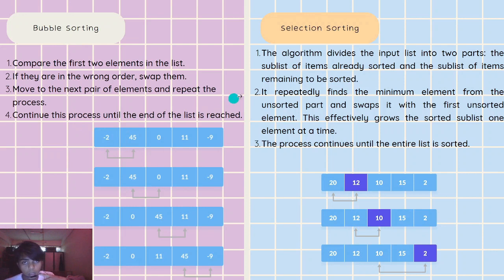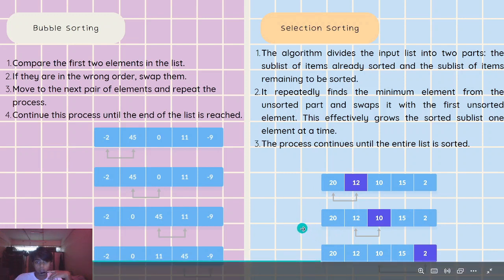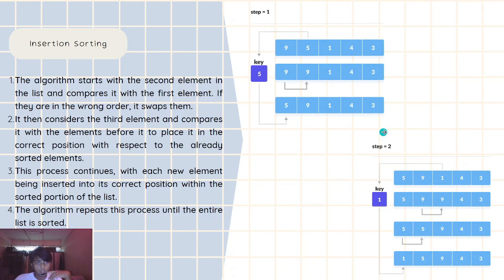Okay, for selection sorting, first we select the first element, 20, and it's going to run through the whole array, comparing each value of the array. As an example, 20 is the highest in the array, so it's going to stay here, and then at the end of the array we can see the number 2, so it's going to swap position with 20. That's for the selection.